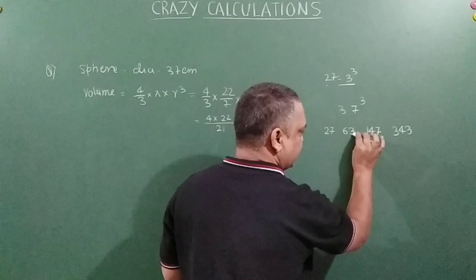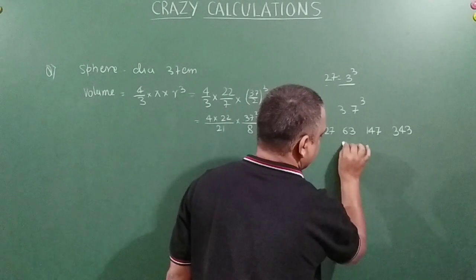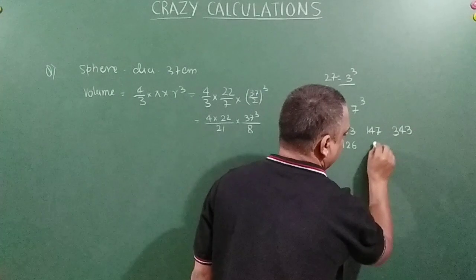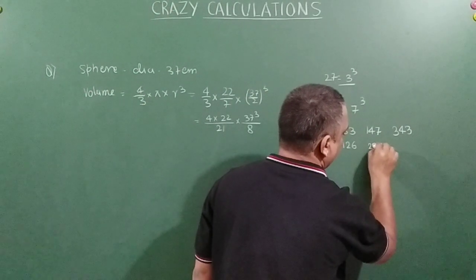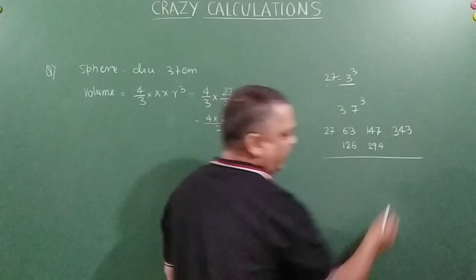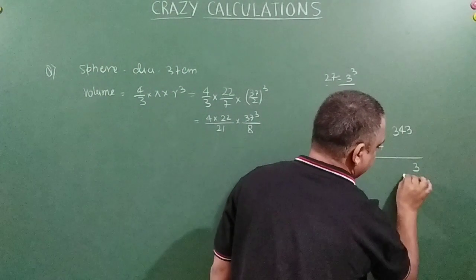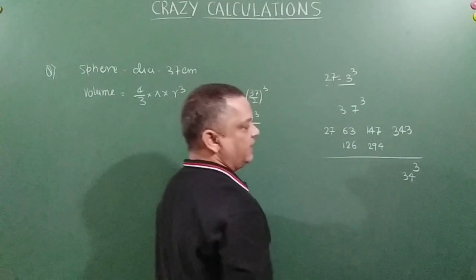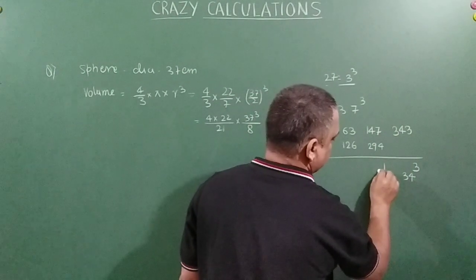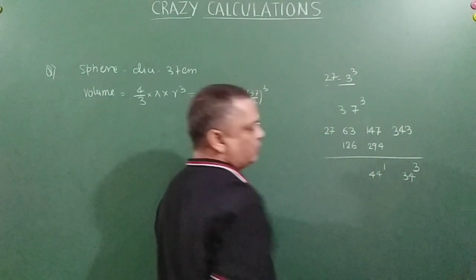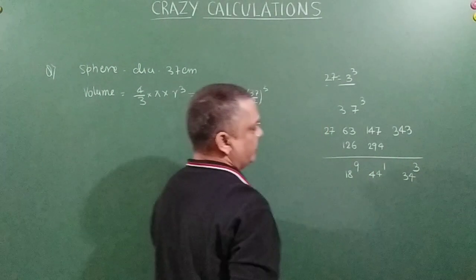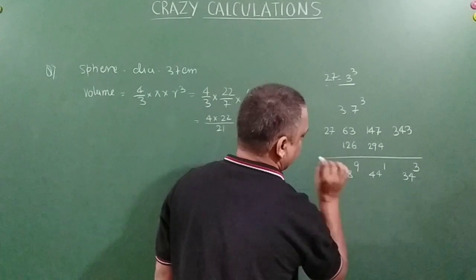Now double of 63 will be written below 63, that is equal to 126. Double of 147, that is 294, will be written below 147. Now we add and write it in this form: 343, last digit as it is, rest 2 in the base, and then 7 here and 2 in the base.